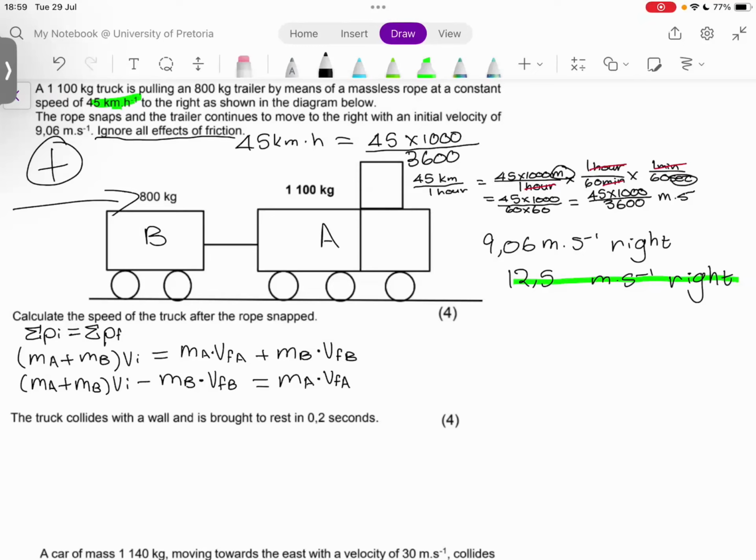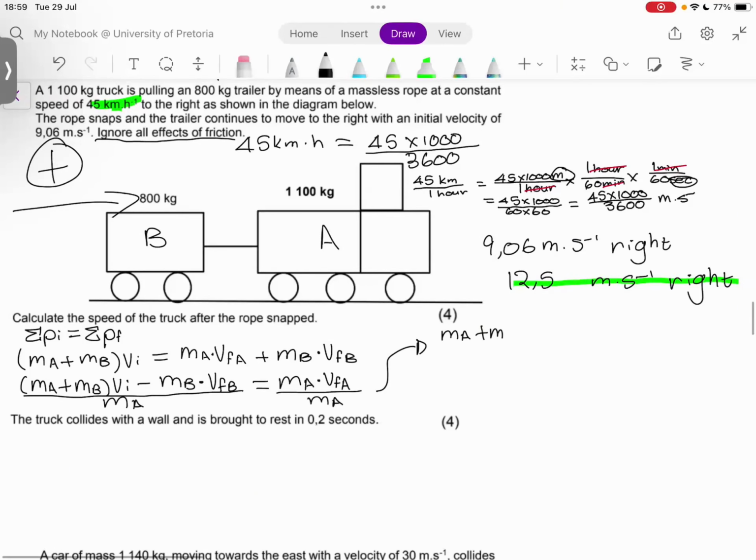From here, we divide both sides of the equation by the mass of A, and this gives us MA plus MB in brackets multiplied by VI minus MB times VFB, all over the mass of A, is equal to the final velocity of A. Cool. From here, what's left is for us to substitute in our values and get the final answer.